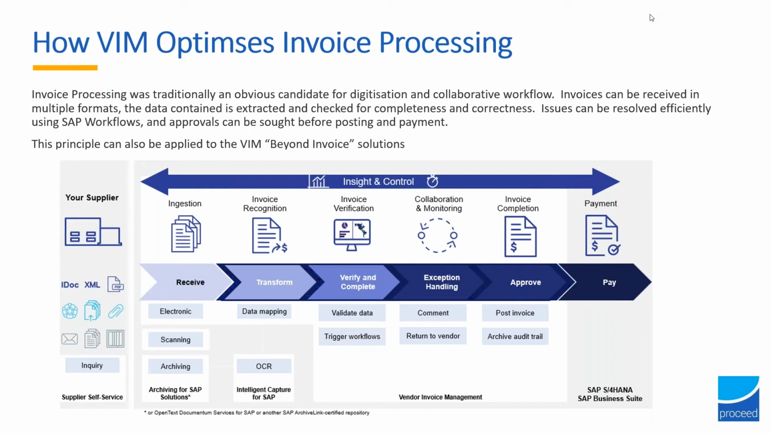If it needs to be OCR'd, the optical character recognition, we can do that. We'll check the data. We validate the data, we make sure the master data is correct, we make sure the GR has been done, if it needs a goods receipt. If it needs approval, we can send it for approval, and all this happens before we actually post it in SAP and pay. Okay.